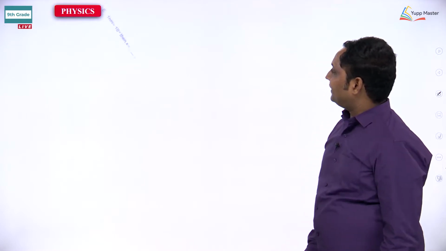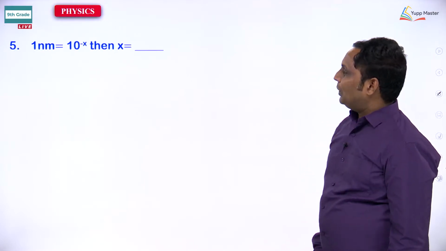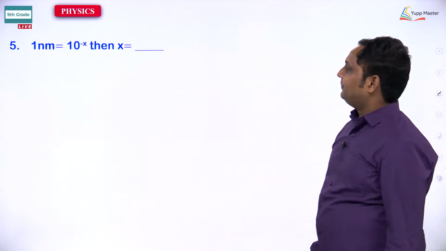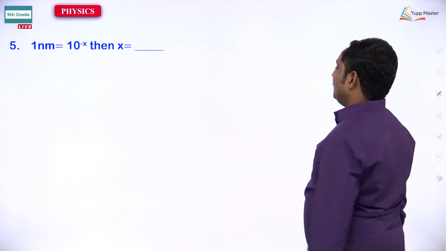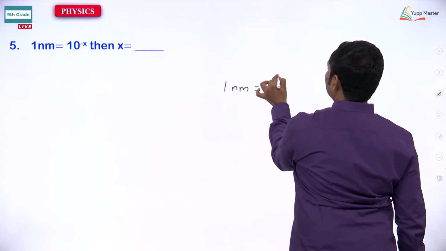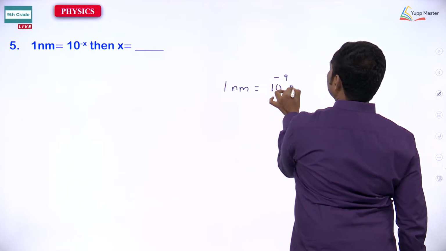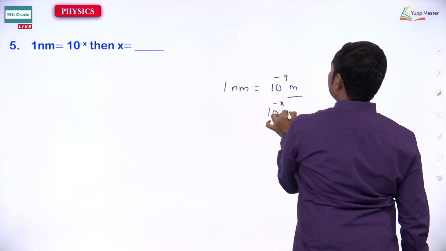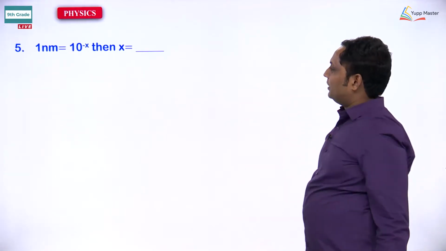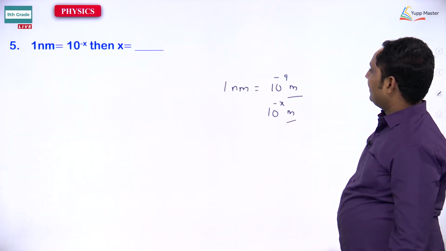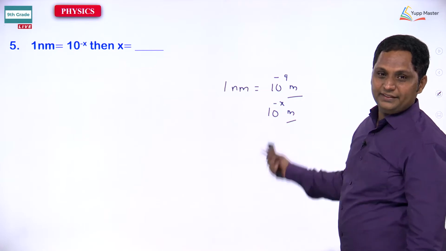Again, 1 nanometer is equal to 10 power minus x. You know 1 nanometer is going to be 10 to the power of minus 9 meter, that is 10 to the power of minus x meter. So, x is going to be 9.